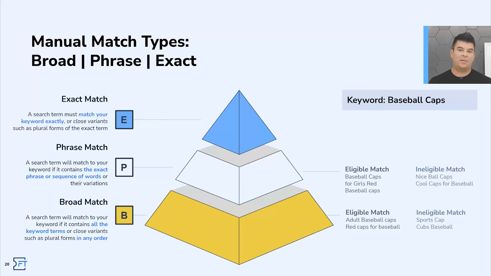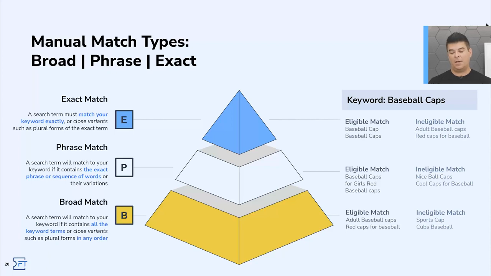Exact match, the search term must exactly match your keyword or a plural form in order to match this particular type. So eligibles for this are really just two: baseball caps or baseball cap, singular or plural. Baseball caps, plural, is what you want to match this particular one. Ineligible is adult baseball caps, red caps for baseball. Anything that's not basically baseball caps or baseball cap is not going to be seen.